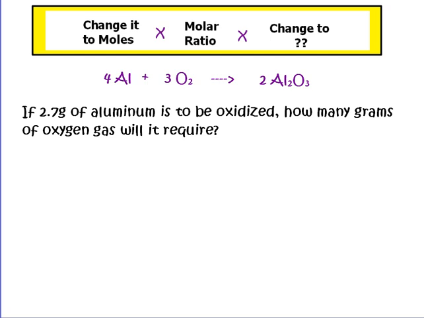All right, welcome back. Hope that didn't take too long. So what I'm going to do here is set this up with my question mark format. So down here, I'll start out with my question mark. It says, how many grams of oxygen gas will it take to oxidize this 2.7 grams of aluminum?